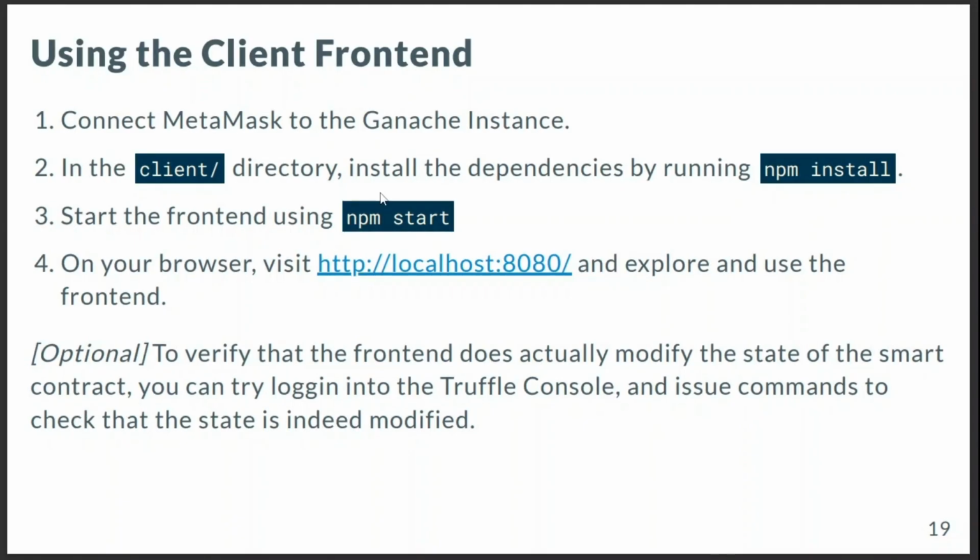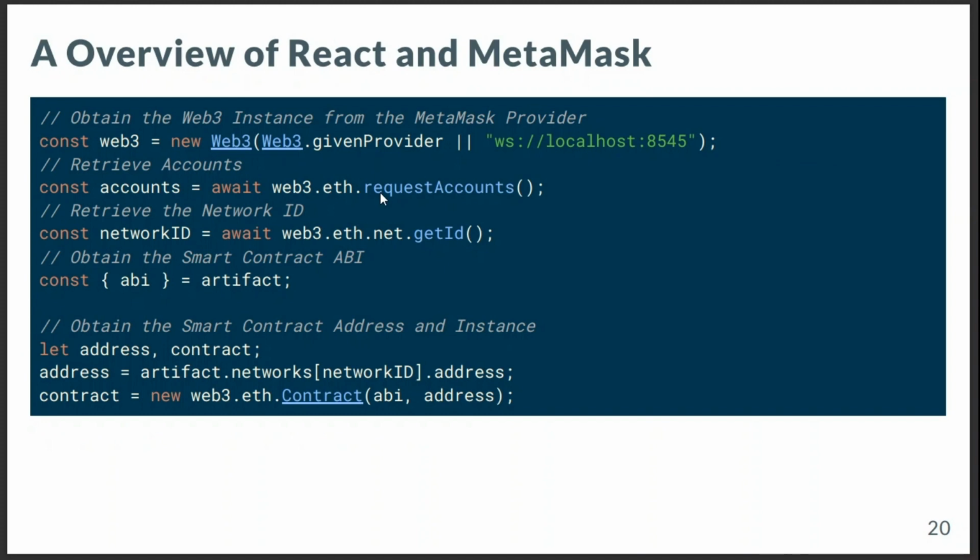So we have a slide here for that. So, overview of React and MetaMask. For the Web3 instance, we obtain the Web3 instance from the Web3 provider, or by default, the WebSocket localhost 8545. And then for accounts, we await the Web3 instance and we get the accounts. If any account is allowed by MetaMask, of course, that account will show here, as the accounts is the array of the addresses. And the network ID, to get the network ID to which we are connected.